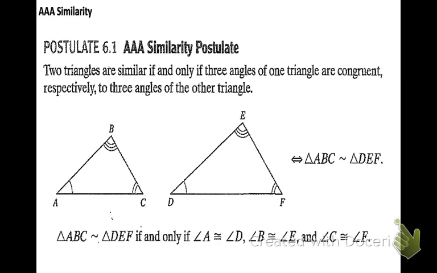So, now, just like with congruence, how we have shortcuts, we've got shortcuts with similarity. Angle, angle, angle similarity. If all 3 angles are the same in the 2 triangles, then we can say they are similar.